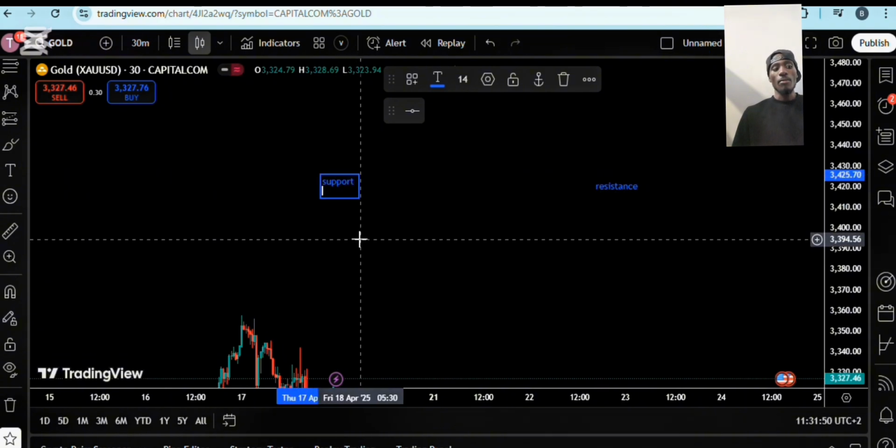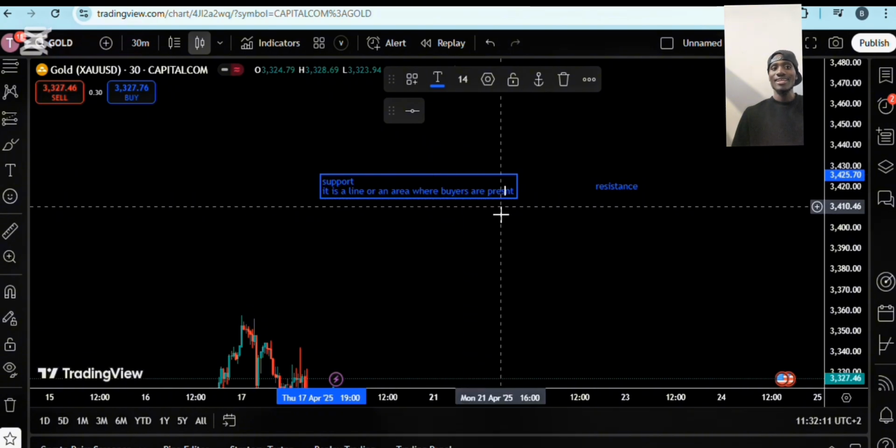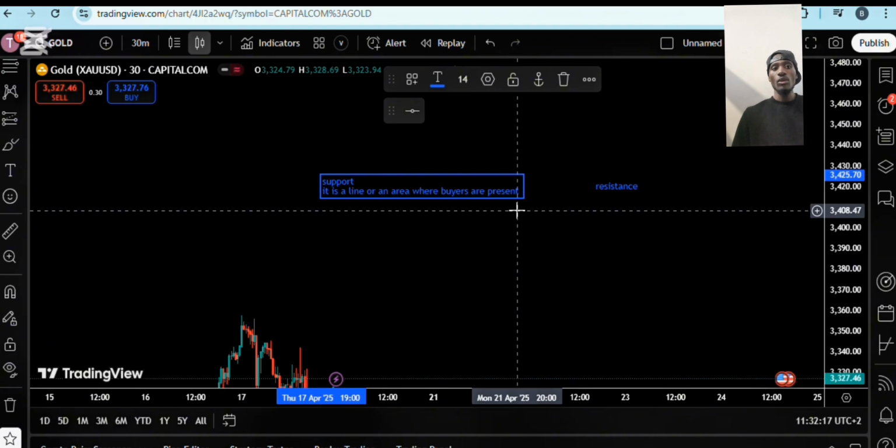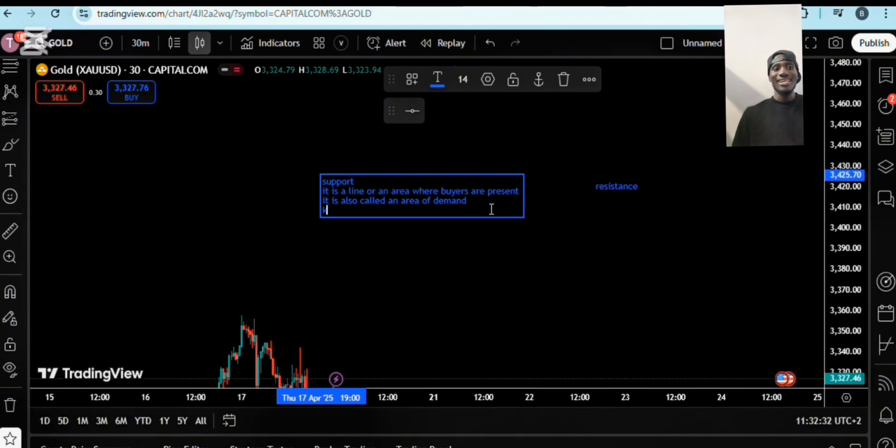A support is an area or a line where buyers are in control of the market. Buyers will be present at a support, so the price will be low. More buyers are present in the market at a support, looking to buy when the price is low. A support is also called an area of demand. Buyers will be targeting low prices.